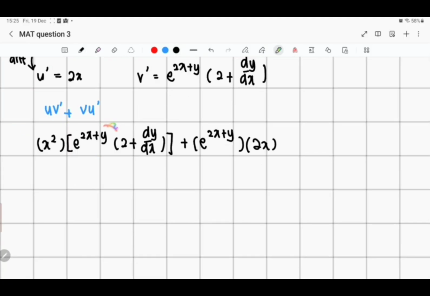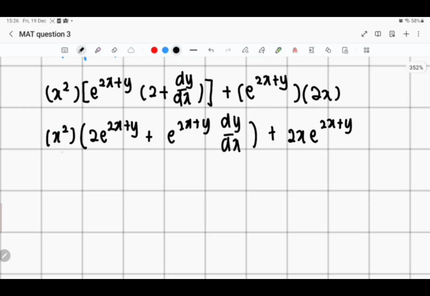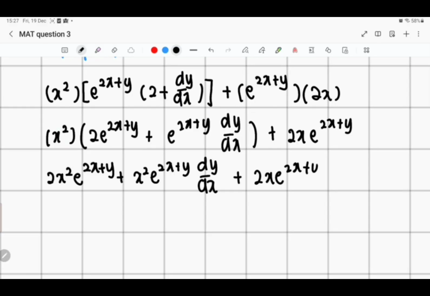We need to expand the 2x plus y into the 2 plus dy over dx. After that, we need to expand the x squared into 2x e to the x plus y plus x squared e to the x plus y dy over dx. And then we calculate, and that is the answer for step 1.